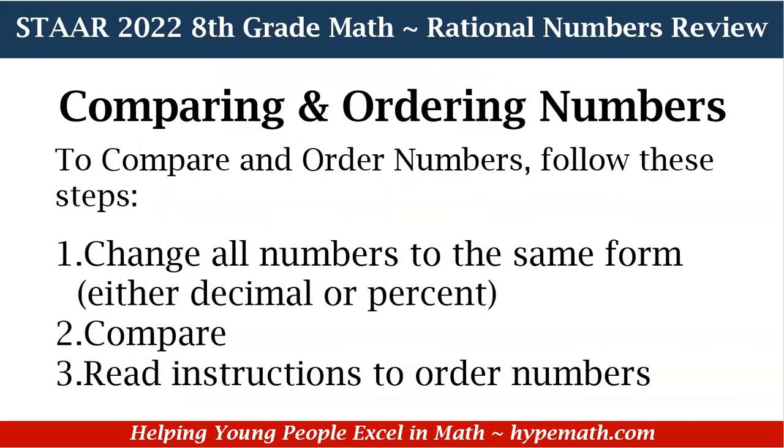So let's dive in. We will be talking about comparing and ordering rational numbers. To do that, these are the steps that you need to take. 1, change all numbers to the same form, either decimal or percent. 2, compare the numbers. And then 3, read the instructions to order the numbers.